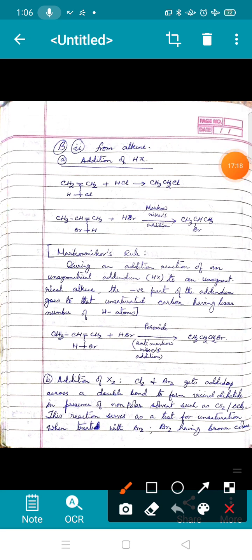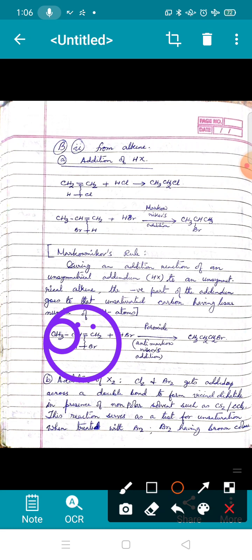It's a repetition for you, it's nothing new. You look here, this is the alkene we have, which is very much unsymmetrical. These two carbons are unsaturated. I have nothing to do with this. So this unsaturated carbon has how many hydrogens? 1. The first one is having 2, the second one is having 1. So what is the negative part of the addendum here? The negative part is Br and the positive part is H.